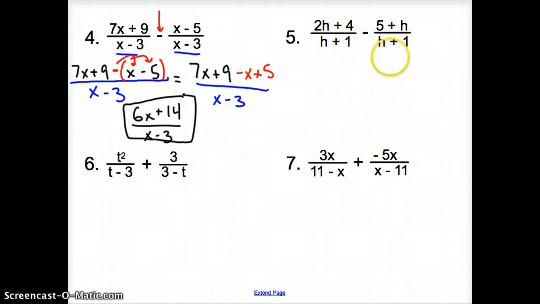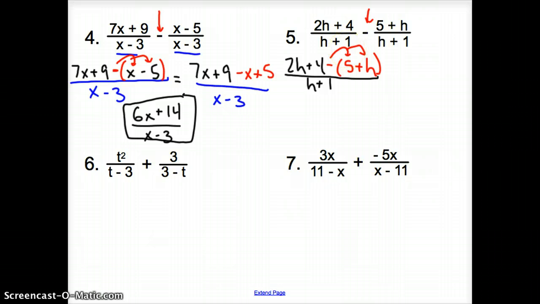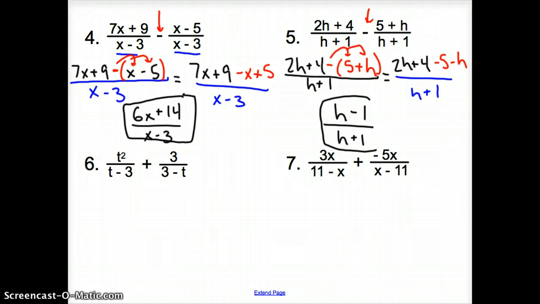Again, with number 5, do we have the same common denominator? Yes, we do. So I'm going to bring that denominator down. Again, ladies and gentlemen, we are dealing with subtraction, so be very careful with subtraction. We have 2h plus 4. And now, in parentheses, I'm going to say minus 5 plus h in parentheses. Remember to distribute that negative to everything inside those parentheses. So now I have 2h plus 4, and that's going to be minus 5 minus h. What's that go over? That's going to go over h plus 1. Let's simplify that top to be 2h minus an h is h. 4 minus 5 is minus 1. That all goes over h plus 1 for our final answer.